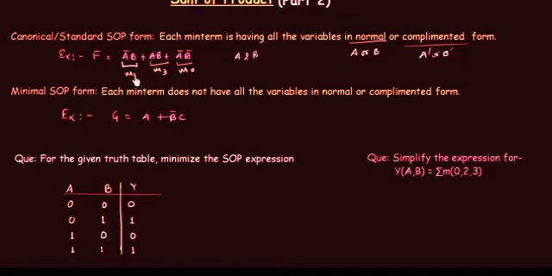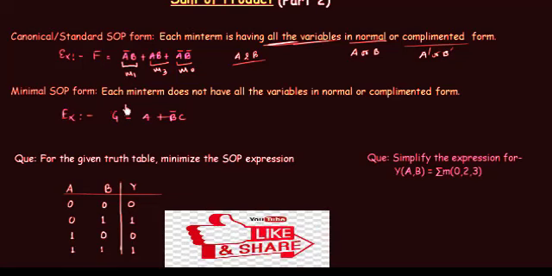So in M1 I have a in complemented form and b in normal form. In M3 I have a and b in normal forms, and in M0 both a and b are in complemented form. So definitely it satisfies our requirement that each minterm must have all the variables in normal or complemented form, and here in all the minterms we have a, b in normal or complemented form. So this is all about the canonical or standard SOP form.